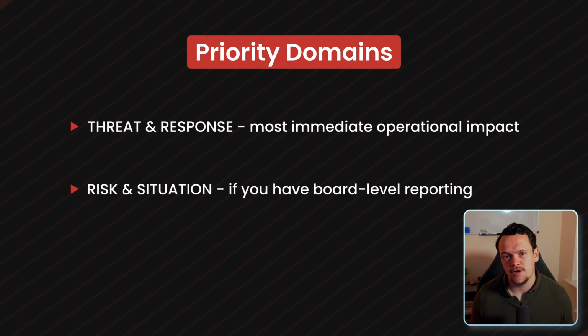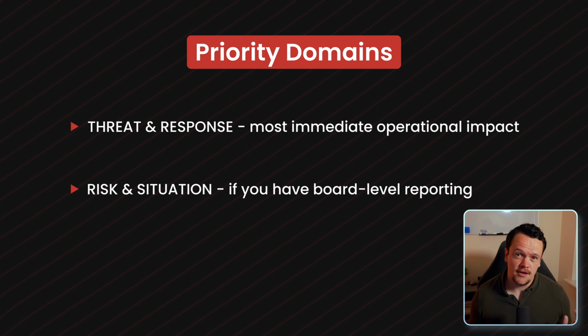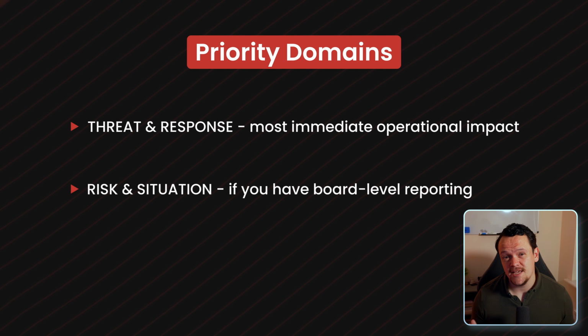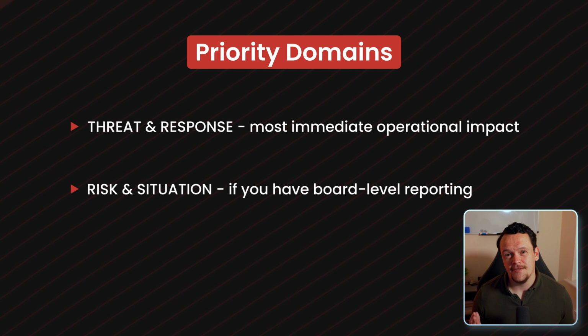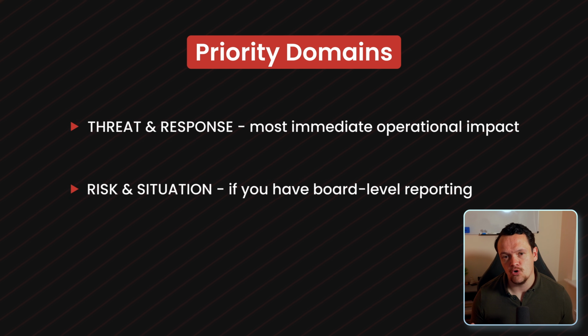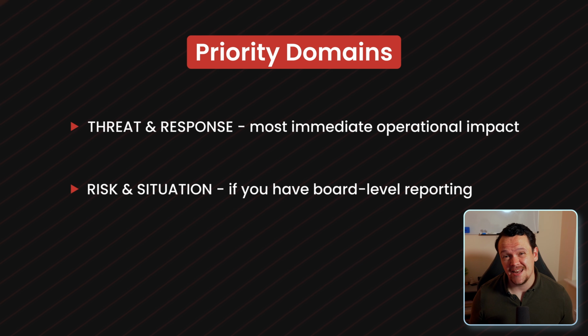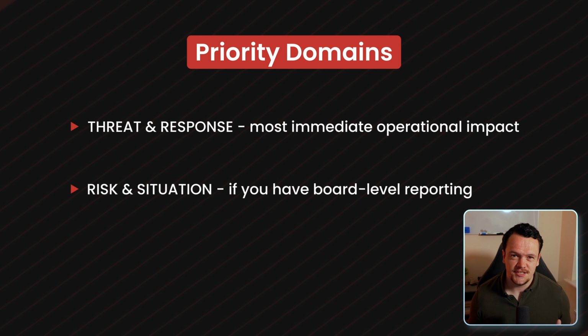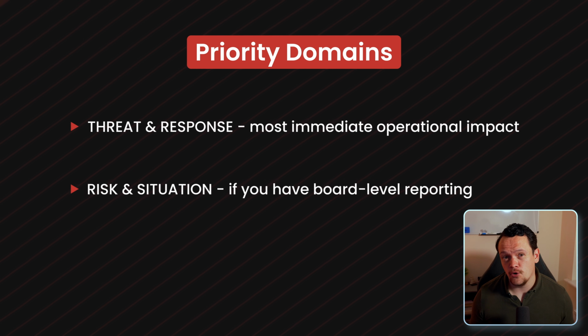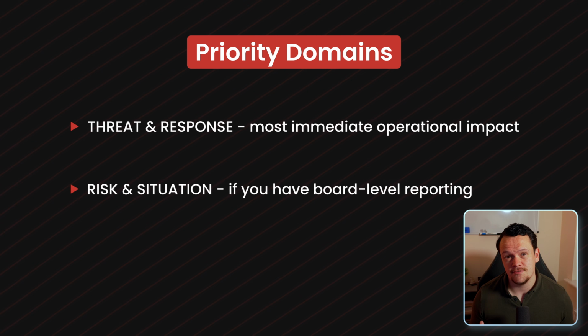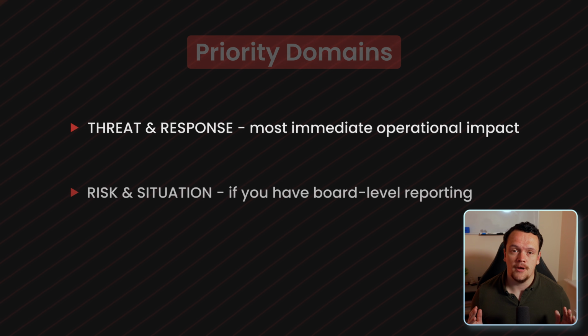Most teams starting a sprint should anchor on threat and response. These have the most immediate operational impact and the fastest path to demonstrable return on investment. You can then layer risk and situation as secondary priorities if any board level reporting responsibility is a requirement of your team. But remember, you need to make these prioritizations specific to your organization. Not every program will care about the same domains, so make sure you align it with your business objectives.